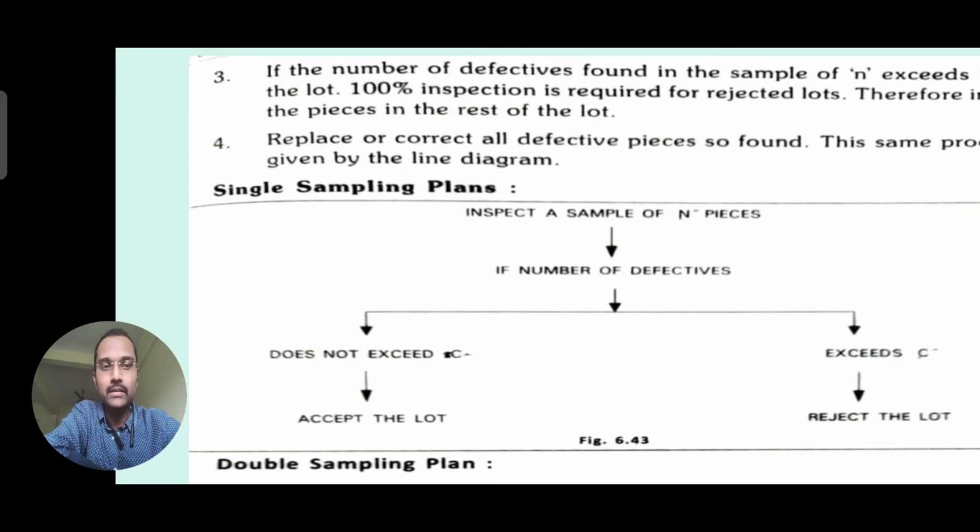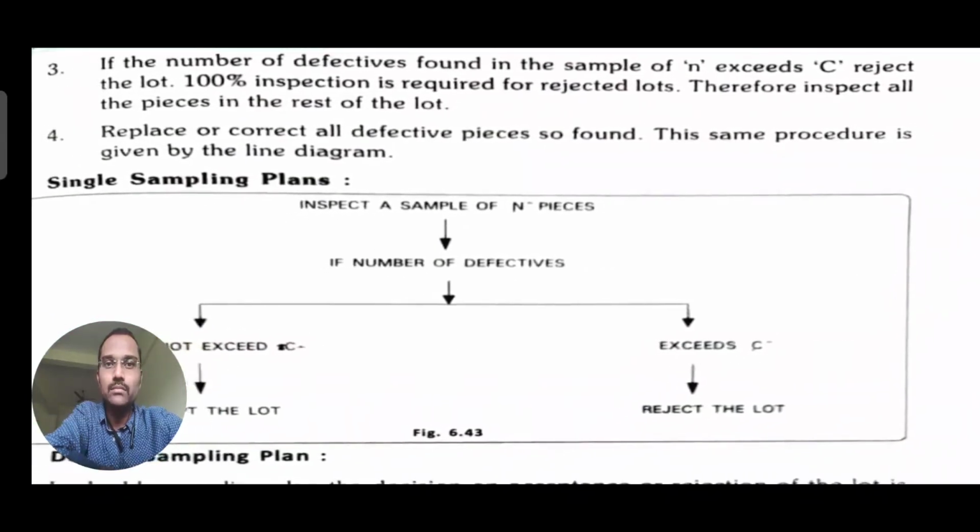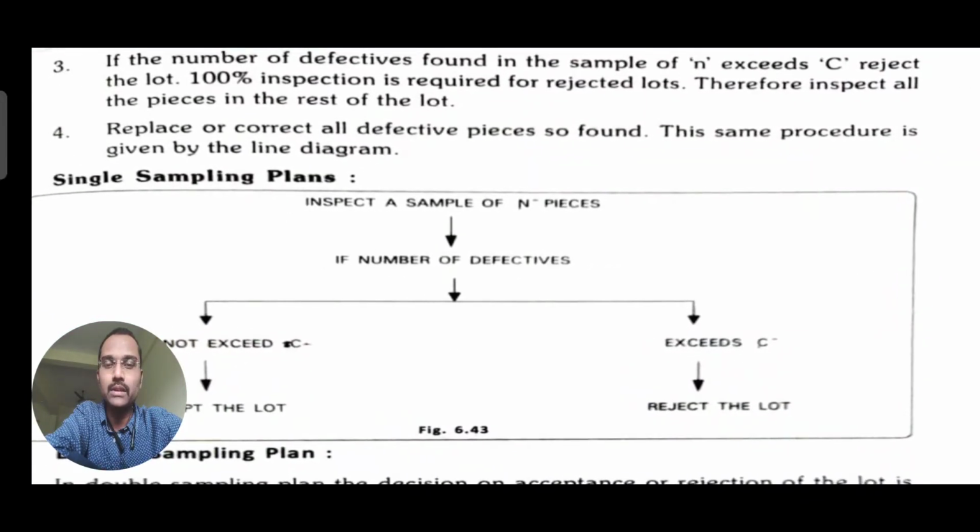And reject whatever the rejected parts are. Why? Because the acceptance number is being crossed and it is exceeding the C value, the method we have to follow after this is to go for 100% inspection of all the units present in that lot. Obviously you have to inspect the rest of the lot, all the items. Now the last thing is to replace or correct all the defective pieces found.